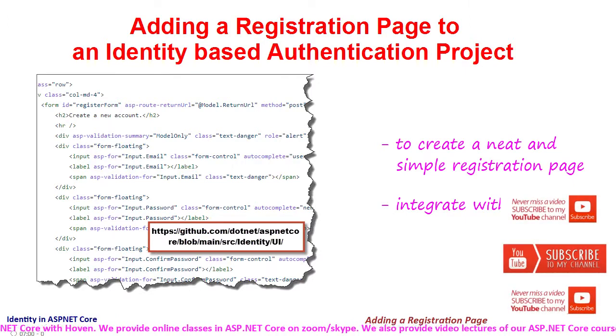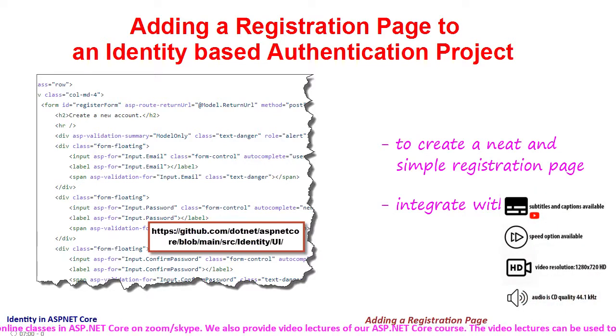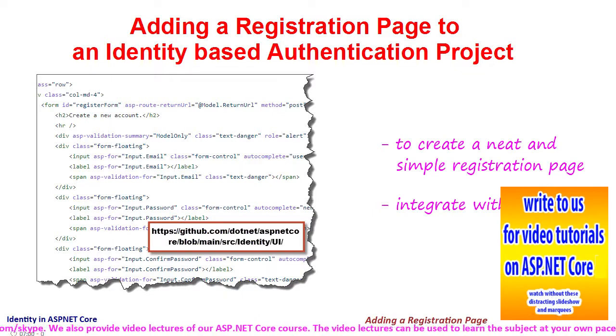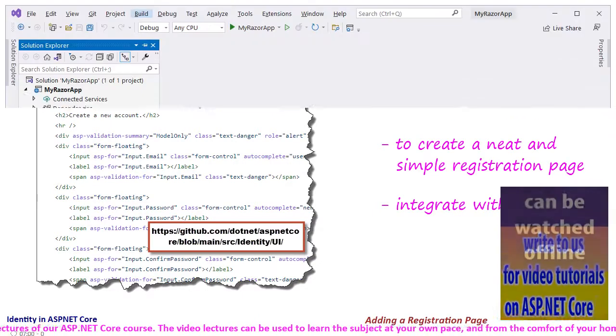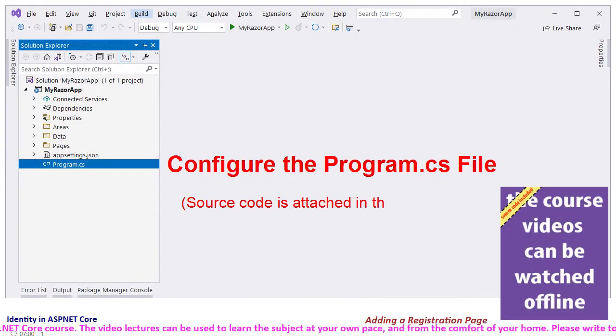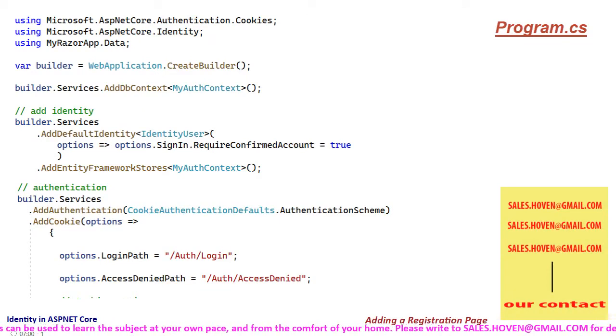We use a simple HTML table to create a form, but we will not use any CSS and client-side validation because that can always be done with the web designer teams. First, we have to make a few additional configurations to the program.cs file. So let's begin by opening the program.cs file.